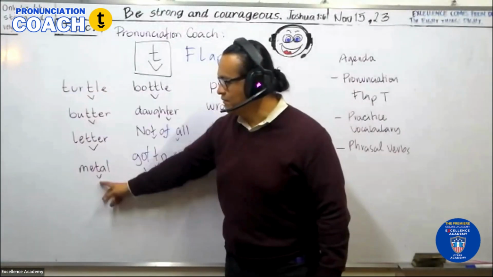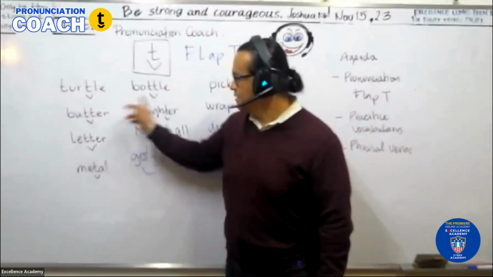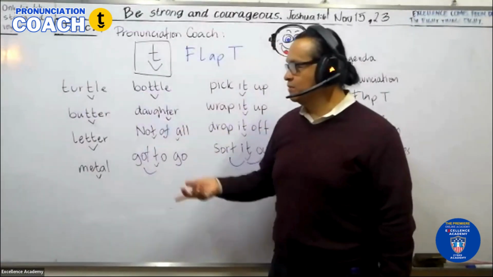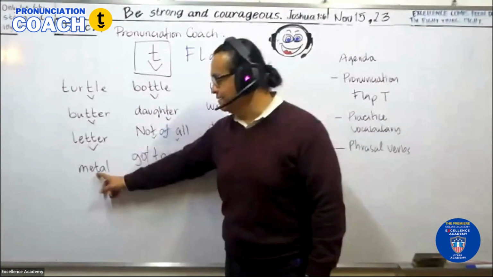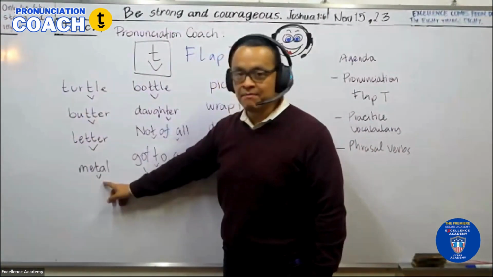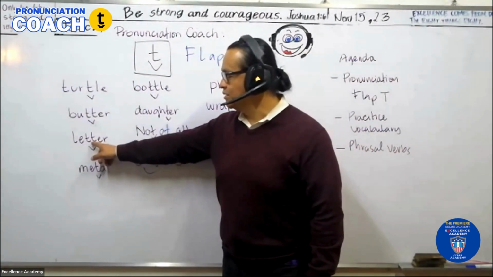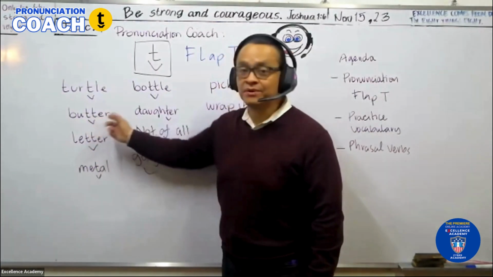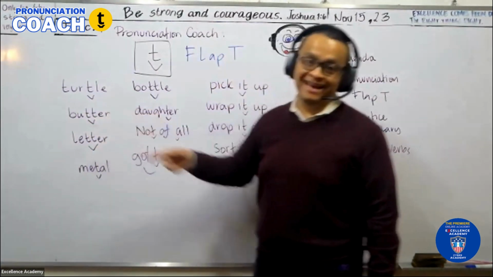Okay, so the first takeaway that we're going to have for this evening is the flap T is located in the middle of the word, as you can see here, right? It's mostly located in the middle of the word. Sometimes it's just one T, like in turtle and metal, but other times you're going to find it when you have double T's, like in the word butter and in the word letter.